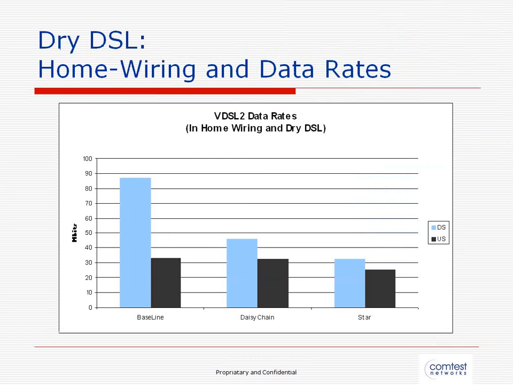And here we have the results. In the daisy chain configuration, there is a 47% reduction in downstream and a 1% reduction upstream. In the star configuration, there is a 62% reduction downstream and a 23% reduction upstream. These reductions in attainable data rate are caused by the bridge taps that are present in the home wiring. If we want to improve the level of service at the customer premise, these bridge taps need to be removed.